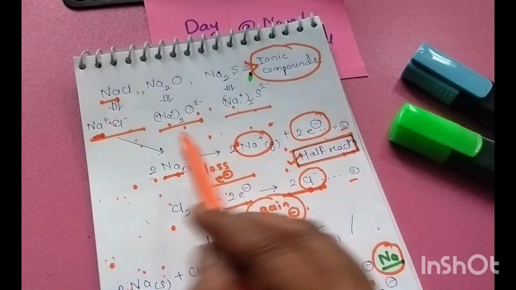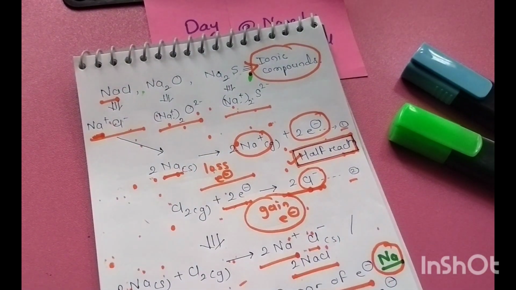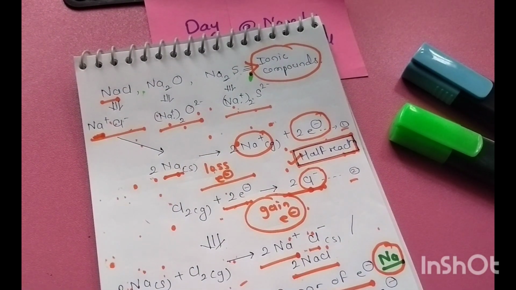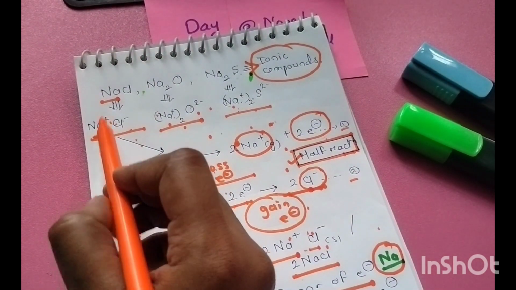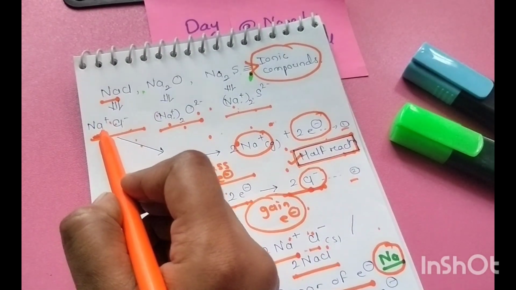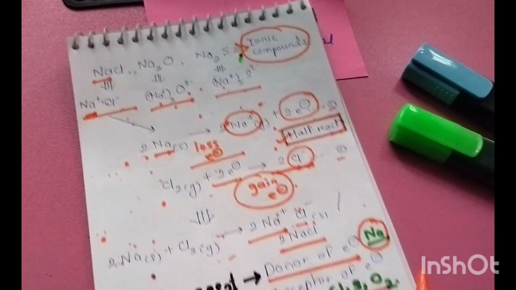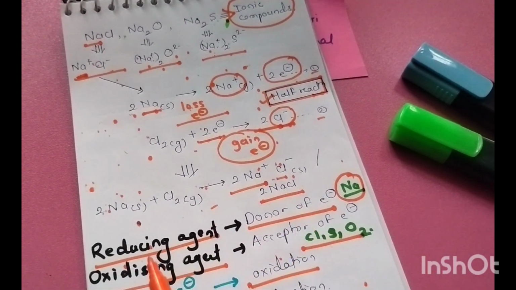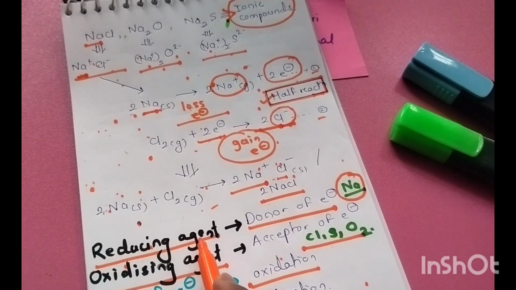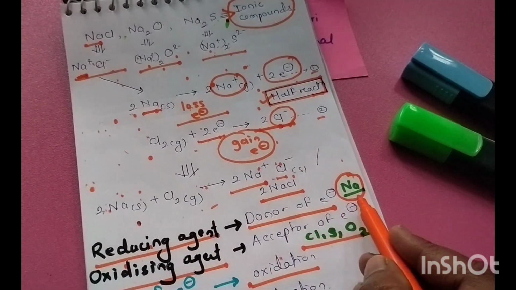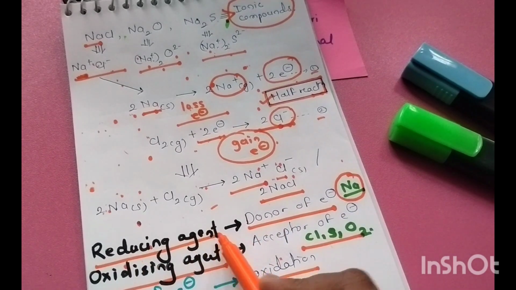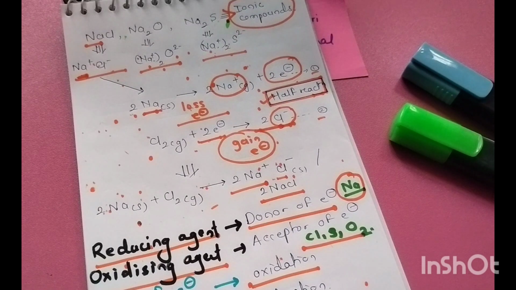Now what did we get from this? If you observe properly, sodium is a donor type of element, meaning it gives electrons and gets the positive charge, that is Na plus. So we get a name for it, reducing agent, the donor of electrons, that is our sodium. When an element donates electrons, it is called a reducing agent, and its opposite, that is accepting electrons, is an oxidizing agent. And we have chlorine, sulfur and oxygen.